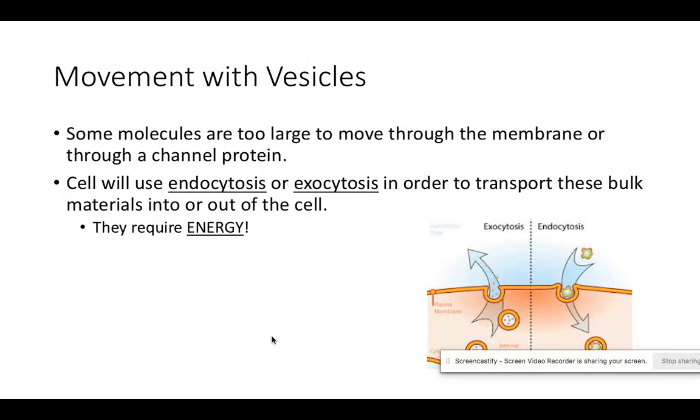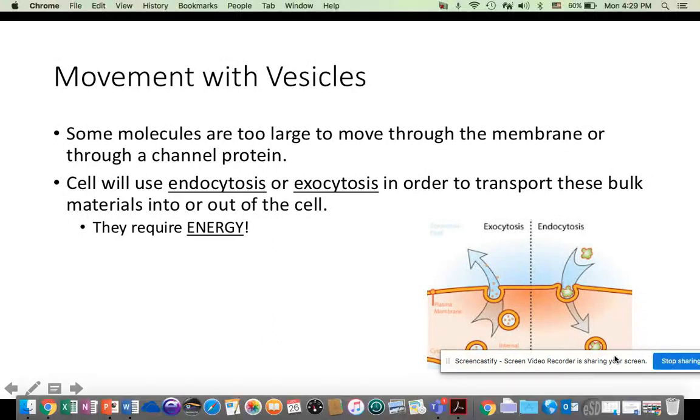The last one is movement with vesicles. Again, this requires energy. It's active transport. So these are usually larger molecules. And so just remember, exo is leaving, so it's exiting, and endo is coming in. So when a plant or an animal cell is taking in large substances, it's called endocytosis. And when it's getting rid of larger molecules, it's called exocytosis. And this always is going to require energy.